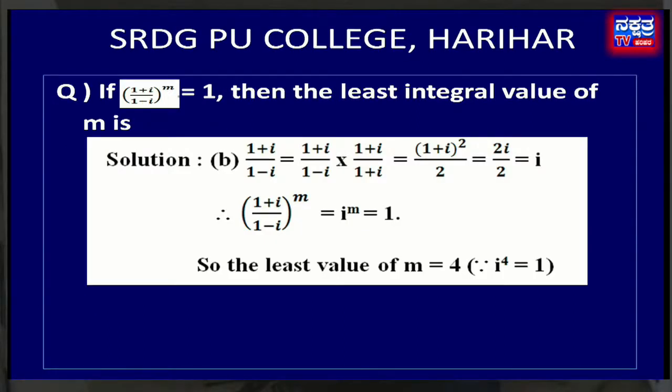1 plus i by 1 minus i, we are converting into standard form by taking the conjugate of 1 minus i, that is 1 plus i. So then we are getting it is i. So finally i power m equals 1 when m is the least integer 1.